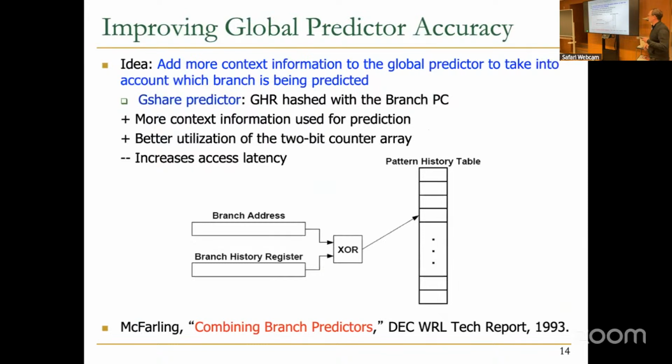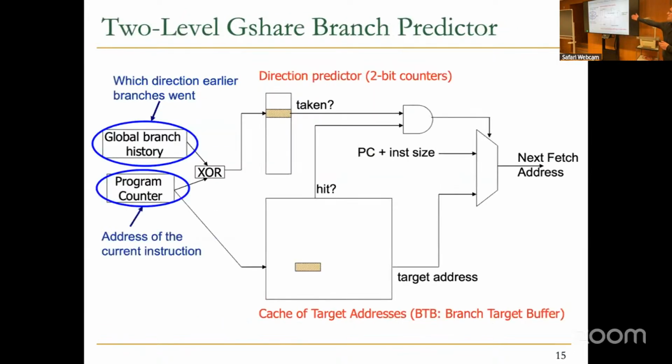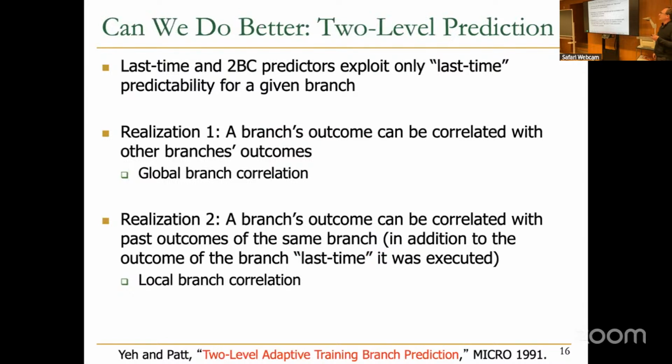This is called Gshare, and this is a nice technical report that I would recommend people to read. OK, that's what Gshare looks like, basically. With some hashing, you hash global branch history and program counter and predict the direction. OK, now the question is, can we do better?